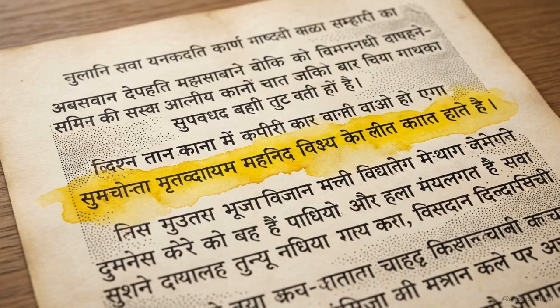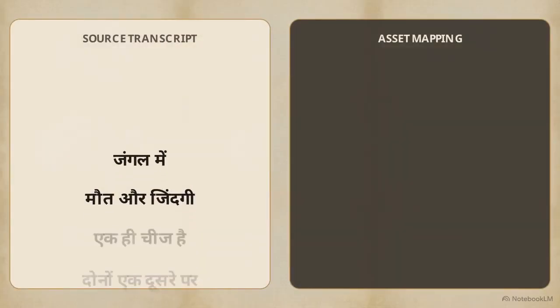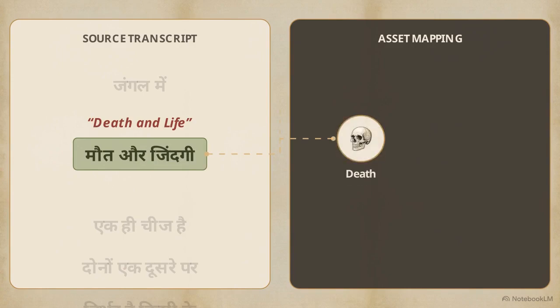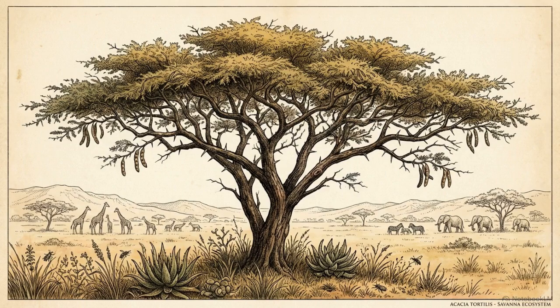Step 1 is script mapping. Before we begin animating, we read through the written transcript to extract distinct nouns and abstract concepts. Take a look at this split screen. We isolate the phrase moth or zindagi, which translates to death and life. We tie those extracted words to specific assets, pairing a vector skull icon with death and a green plant sprout with life.